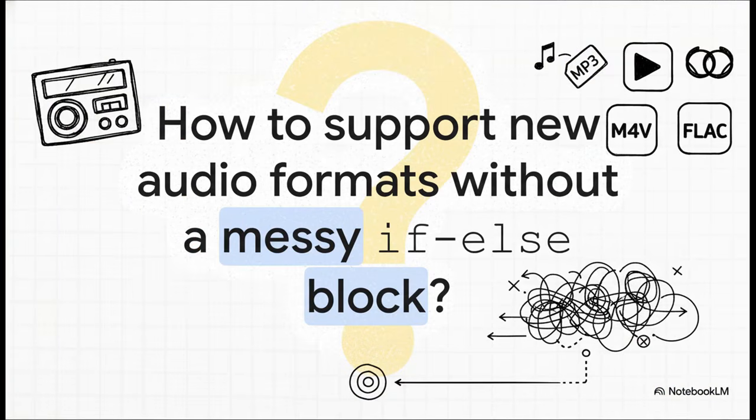Let's imagine a classic scenario. You're building a simple audio player. It handles MP3s, no problem. But then the business folks want FLAC support, then OGG, then M4V. And suddenly your once clean code is this monster if-else block. Every time a new format is requested, you have to go in and mess with that core logic, which is risky and makes the code so much harder to read. There has to be a better way, right?